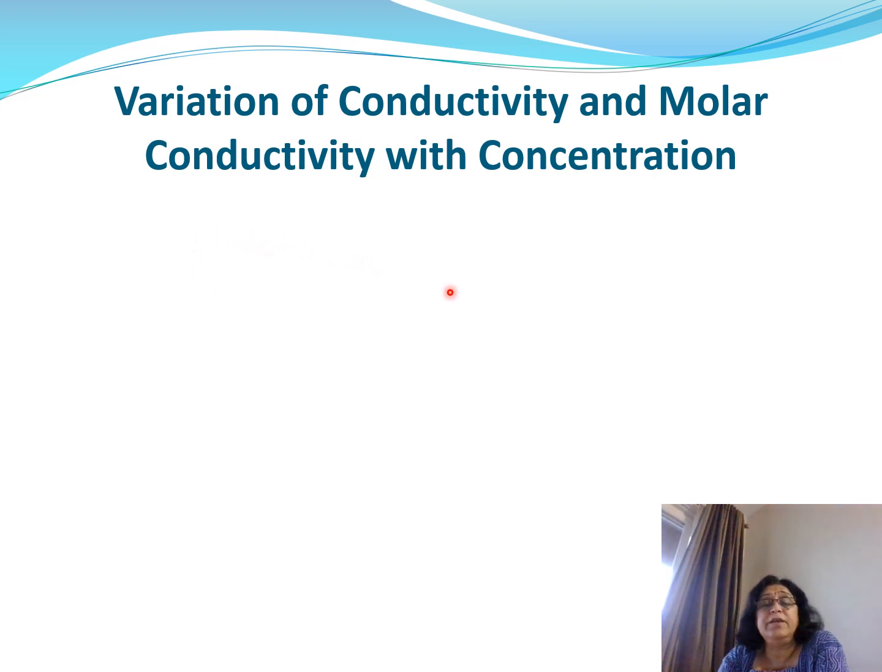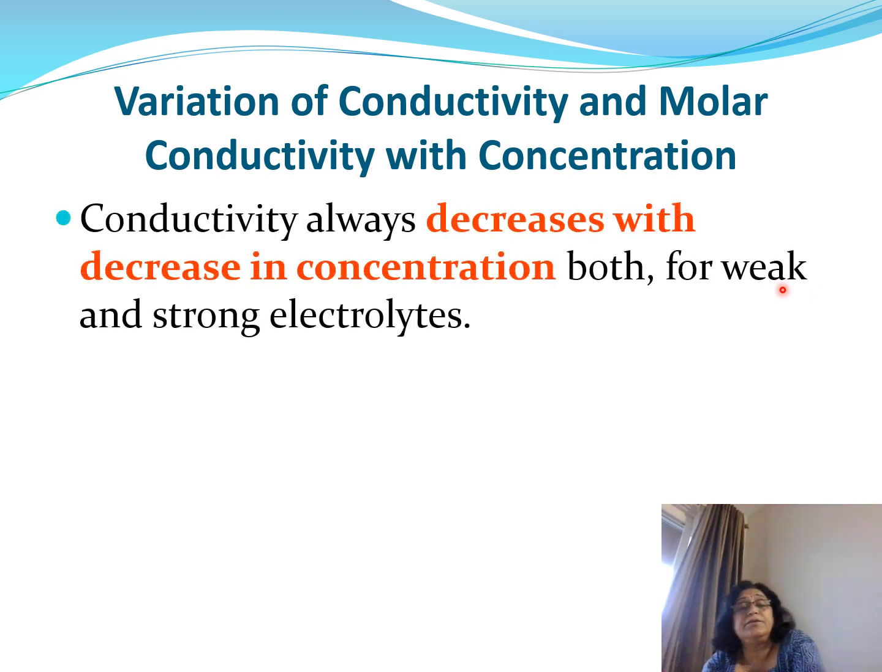Variation of conductivity and molar conductivity with concentration. Now, conductivity always decreases with decrease in concentration, both for weak electrolytes and strong electrolytes. Actually, conductivity is the conductance of 1 centimeter cube of a solution.